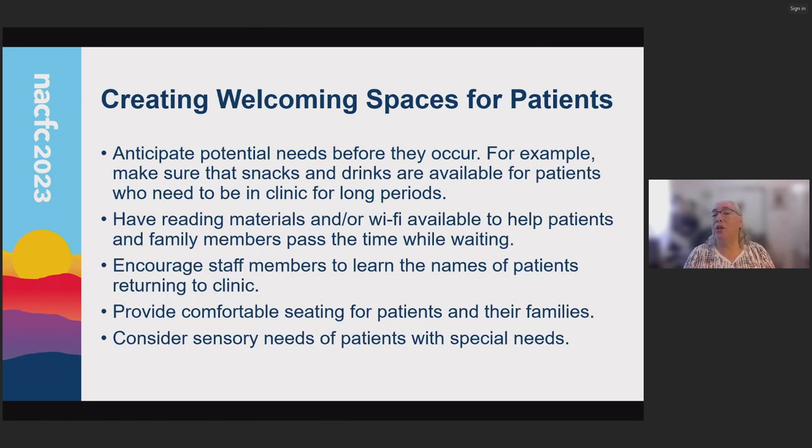We would encourage creating welcoming spaces for patients. And what that looks like for us is we really appreciate when clinicians anticipate potential needs before they occur. For example, they make sure that snacks and drinks are available for patients who need to be in the clinic for long periods of time. We've had team visits that took 2 to 3 hours or more. And when you have a child, either a young child or a child with disabilities who's in the clinic for a long period of time, that can be really difficult. And sometimes it's just a matter of, gosh, I need a snack, or I need a beverage to keep me going, and so I don't get as cranky. And it helps for the parents too.